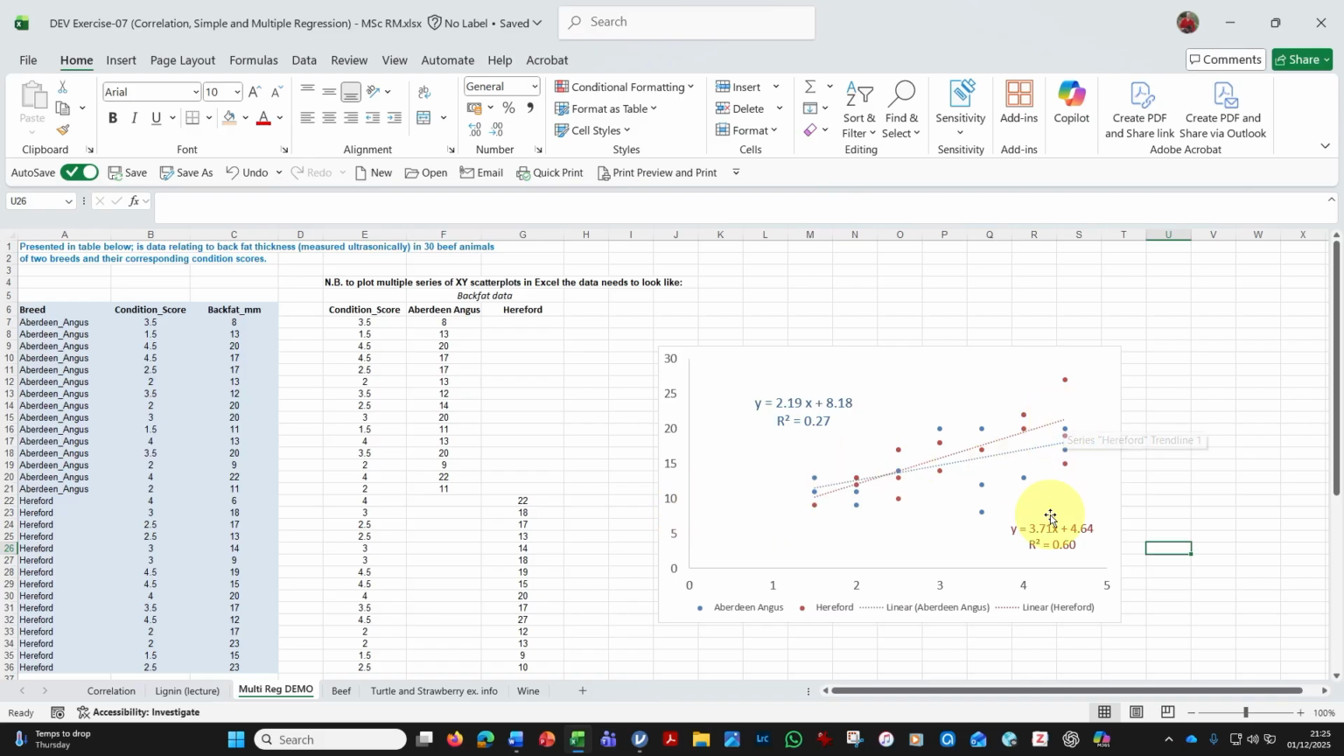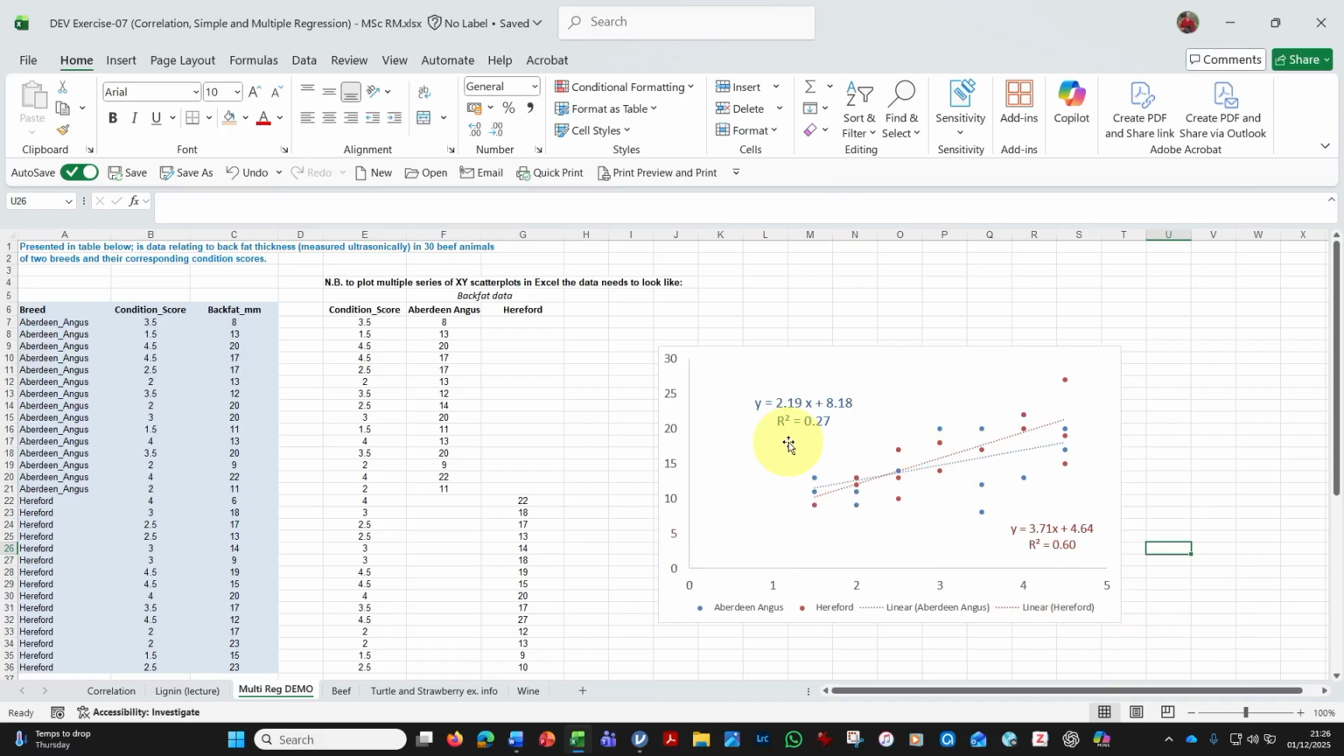If the red line, which has a gradient of 3.71, which is basically 3.71 across for every one up, it cuts the axis at a lower value of 4.64. You see, it's going down and steeper, and it'll cut the axis about here.